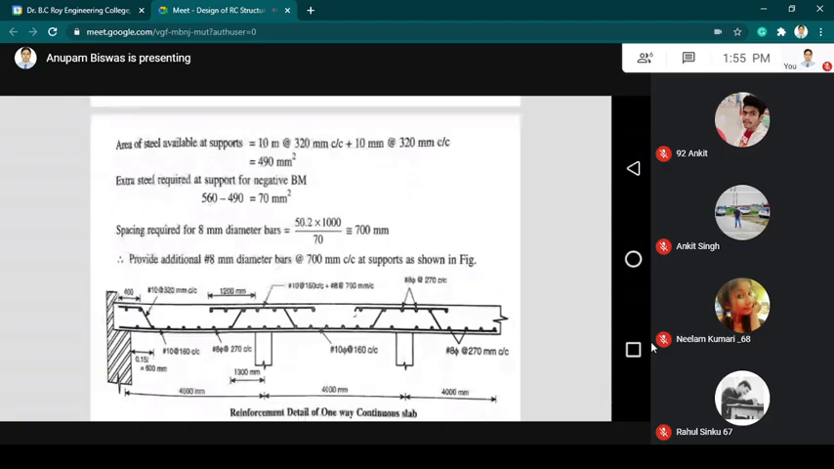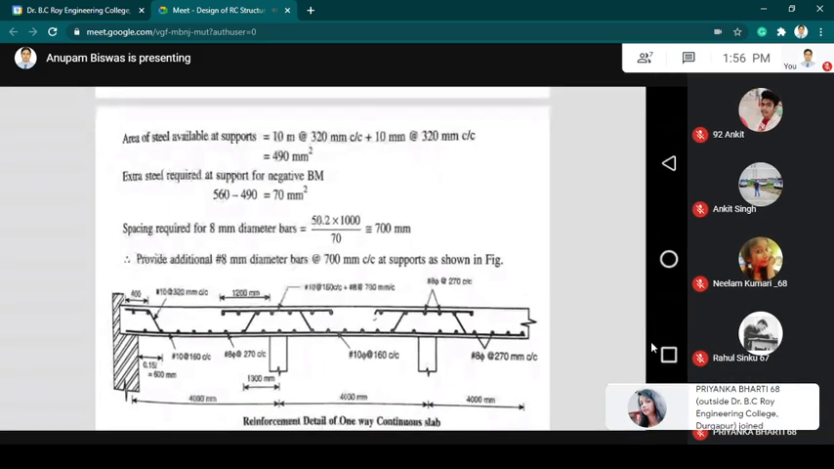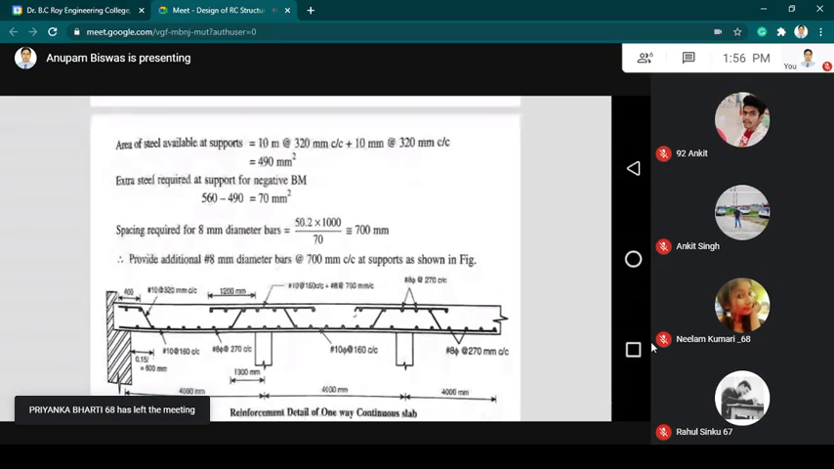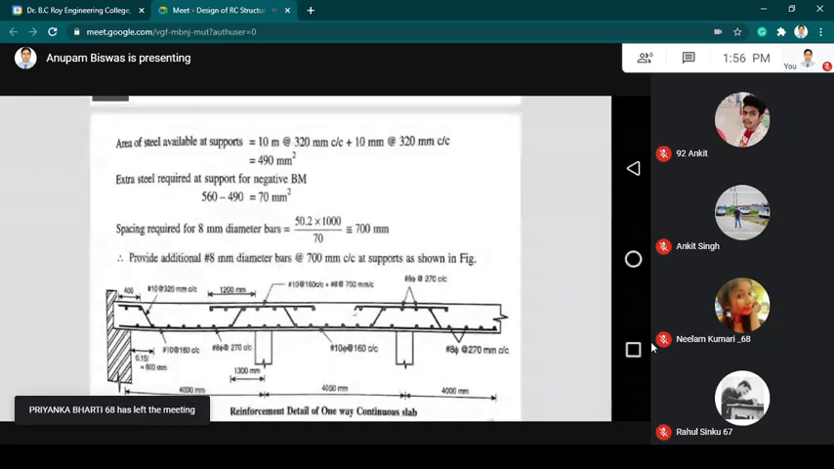So we have to provide the required steel. You can provide additional 8 mm bars at 100 center to center at the support.